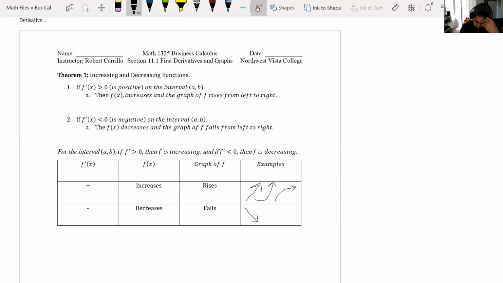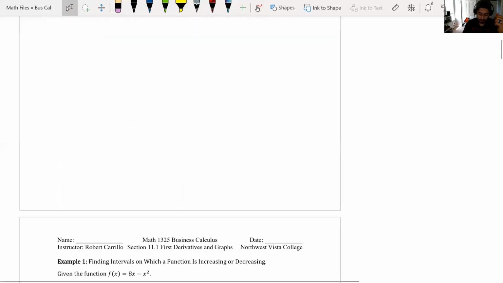Decrease, decrease, and decrease. So those would be the examples of the graph. Okay, let's move on.